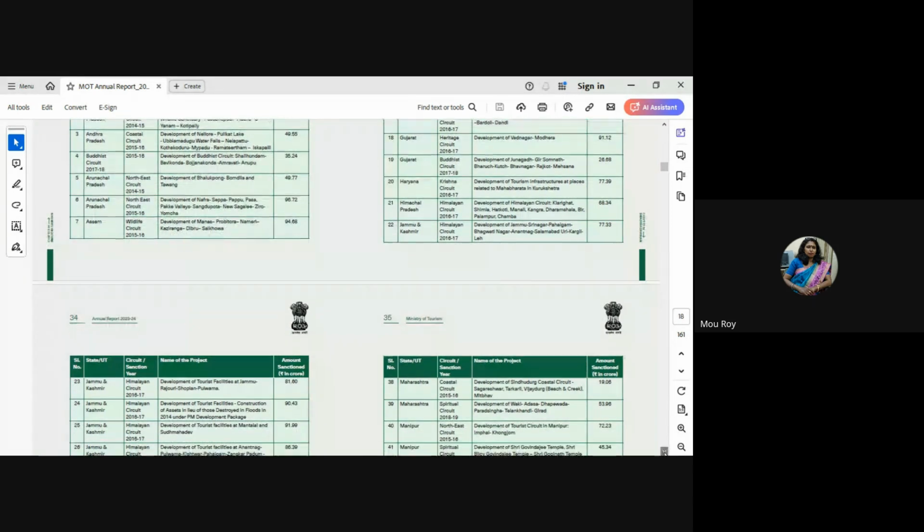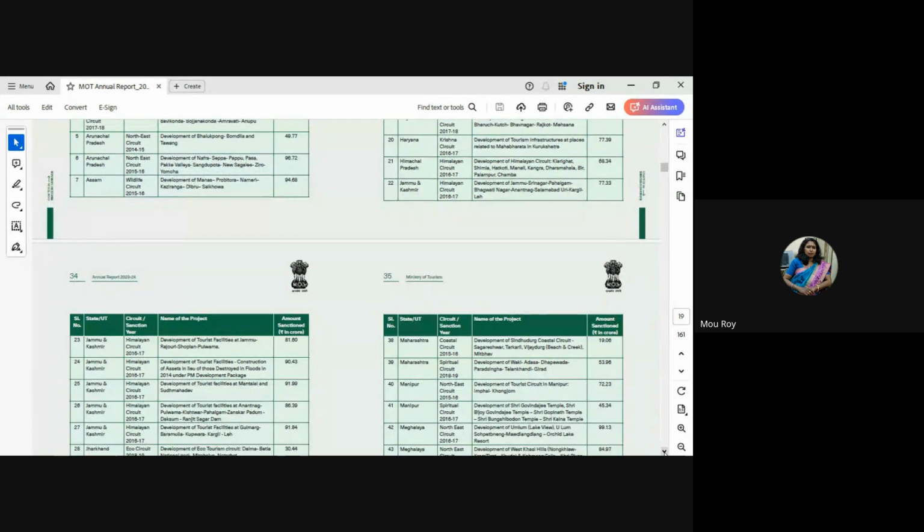I'll take the example of another one. In Jammu and Kashmir, there is the Himalayan circuit: development of tourist facilities at Gulmarg, Baramulla, Kupwara, Kargil, and Leh. So this circuit is known as the Himalayan circuit.